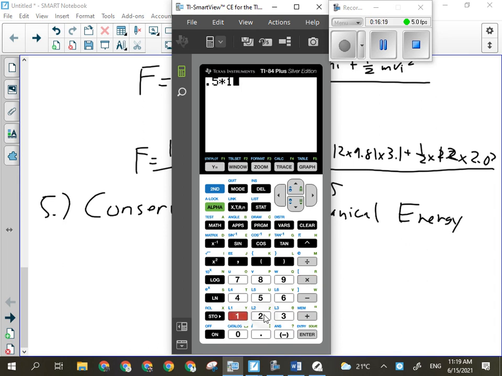0.5 times 12 times 2.2 squared minus 12 times 9.81 times 3.1 plus 0.5 times 12 times 4. Yeah, that's a different number. Okay, and then we divide that by 12.5. Is that more like what you got? Yeah.